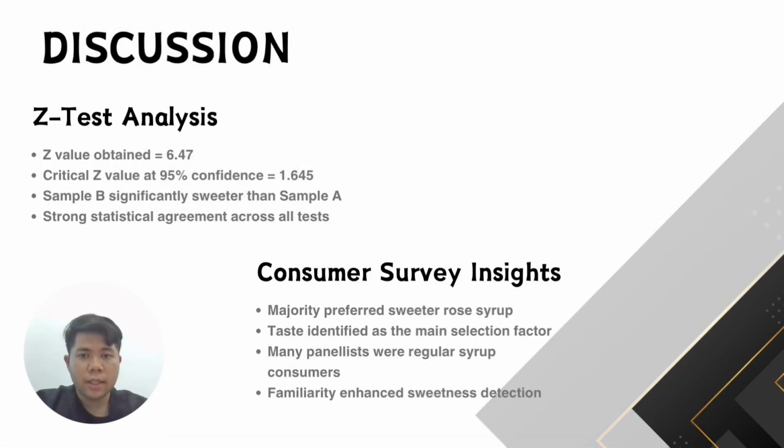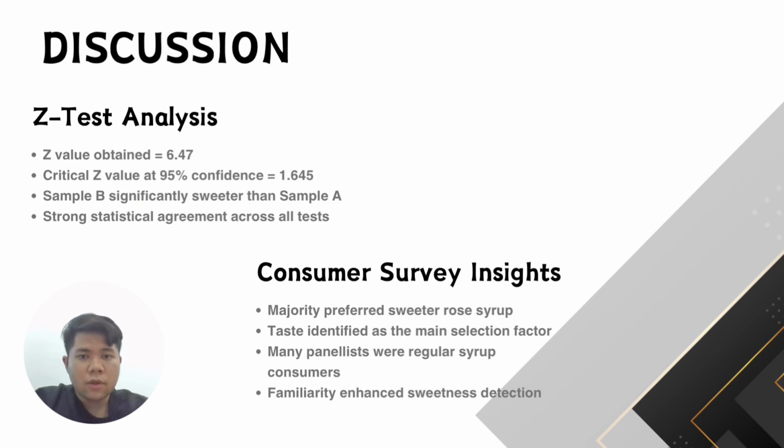For the z-test analysis, the z-test shows a z value of 6.47, exceeding the critical z value of 1.645 at the 95% confidence level. This confirms that sample B was perceived as significantly sweeter than sample A. The agreement among all three statistical tests strengthens the reliability of the study results.